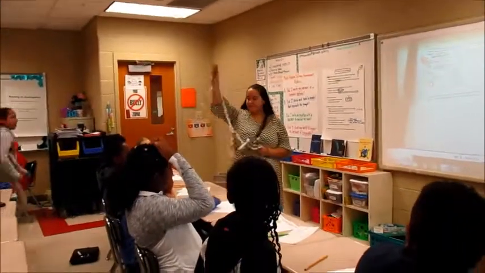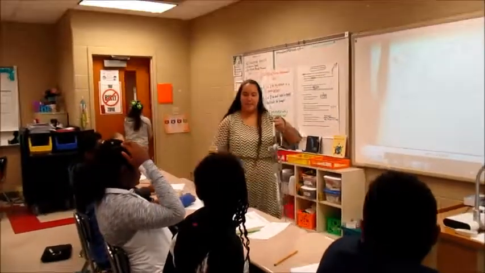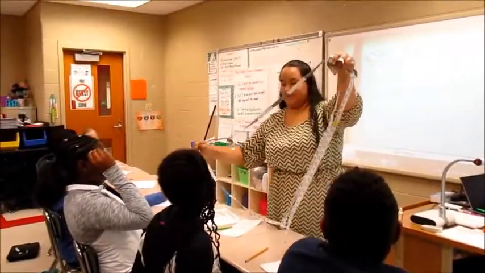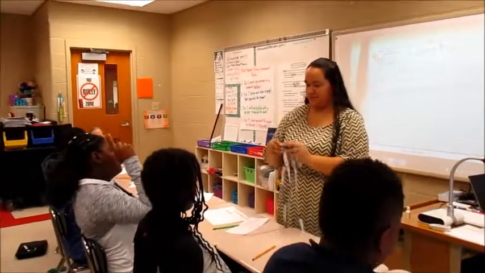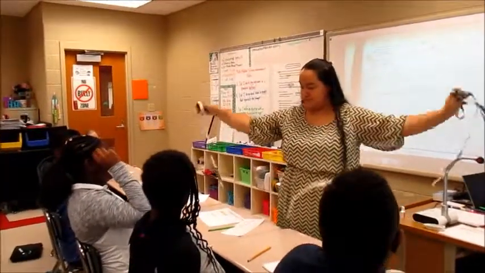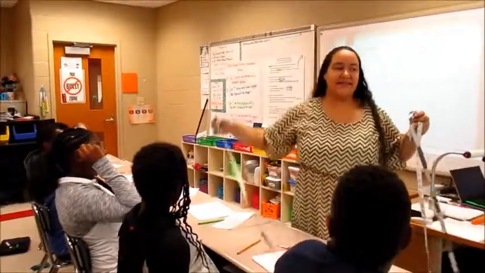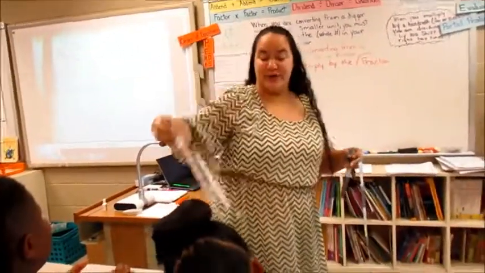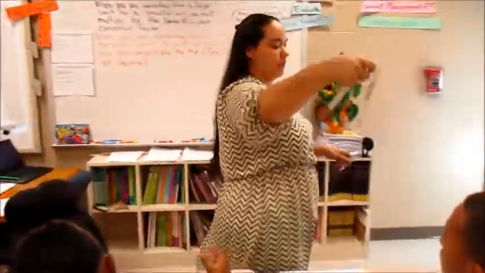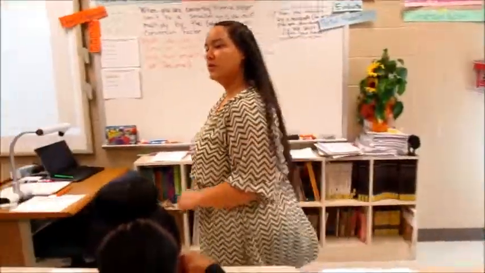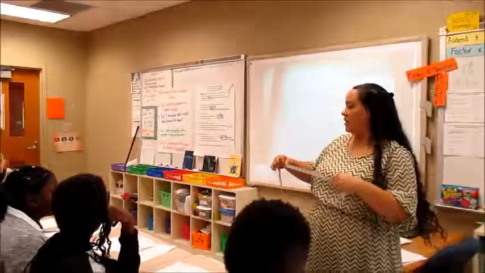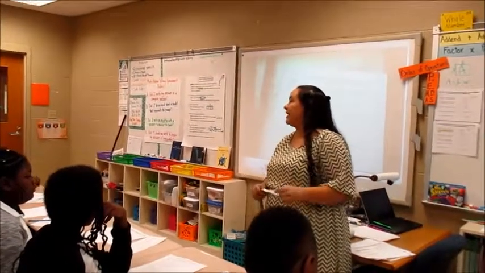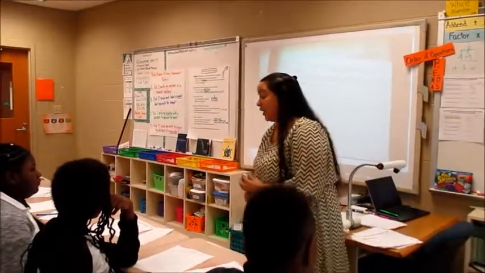What are these called? Tape measures. What do they show us? Centimeters, millimeters, and meters. On one side they show U.S. customary units, and on the other side they show metric units. I want you to, with your partner, show me a meter using your tape measure. Go.